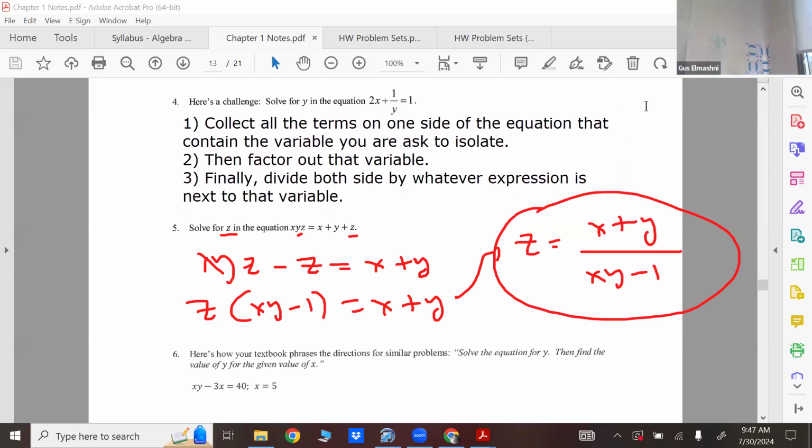I put all terms that contain the variable you're asked to isolate on one side of the equation. You're asked to isolate z, so that's what I did. I factored out z, great, and divided both sides by whatever expression is next to it. That's precisely what I did. For number 3, I didn't have to do that first step because the terms were already collected on one side, so that was fine. But otherwise, collect them all on one side. That's precisely it.